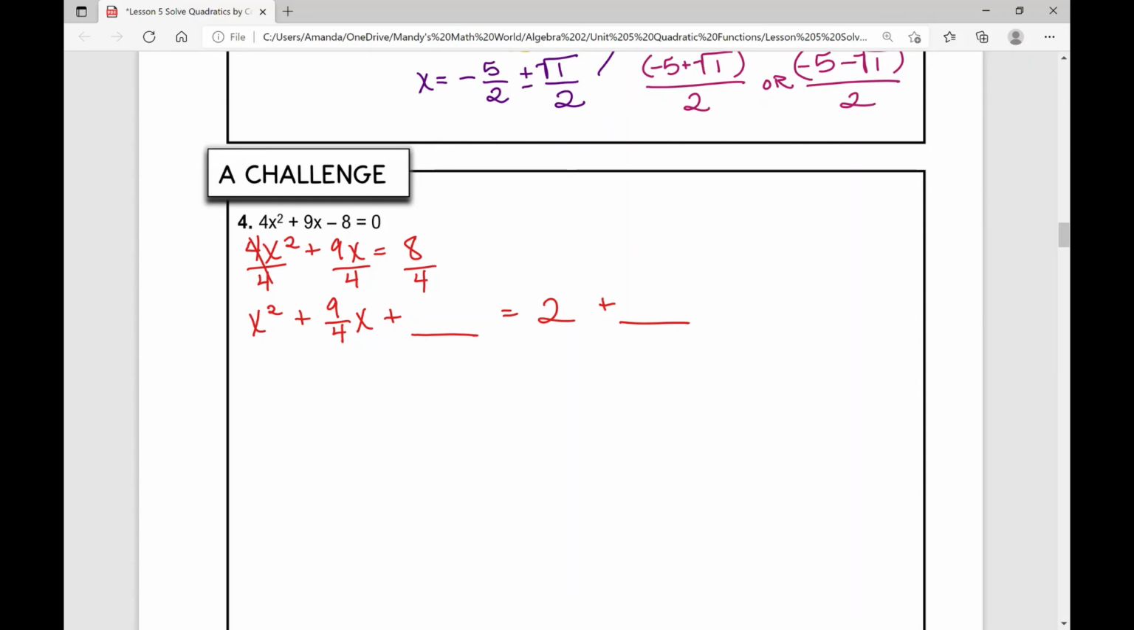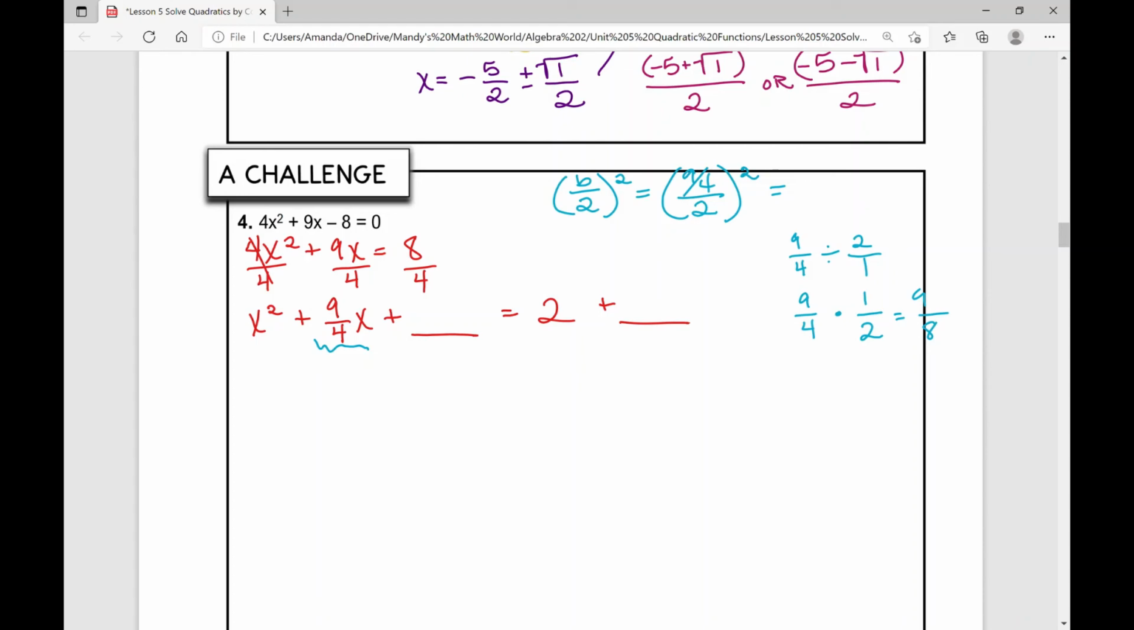So in this particular case, now I have a b value that's not an integer. It's a fraction. It's 9 over 4. So b over 2 squared looks a little different. It's 9 over 4 divided by 2 squared. Well, what is 9 over 4 divided by 2? Well, let's think about this. 9 over 4 divided by 2 over 1. Copy, change, flip. I get 9 over 4 times, flip it, 1 over 2, which is 9 over 8.